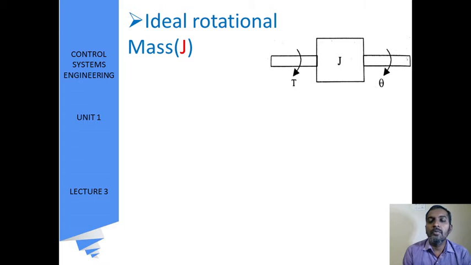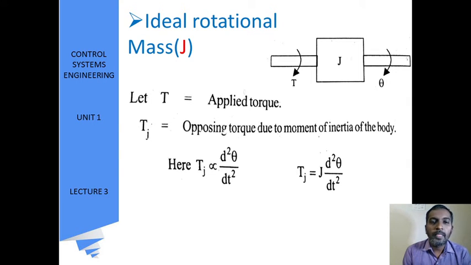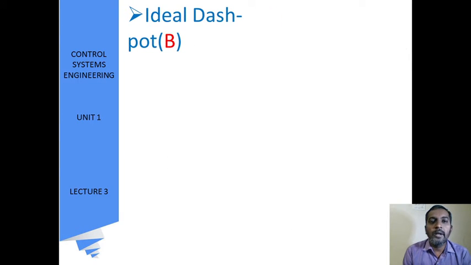Let us assume that we are giving an input T, which is the applied torque, and Tj is the opposing torque due to the inertia of the body. Therefore, Tj is directly proportional to d square theta by dt square, which can be written as Tj equals J into d square theta by dt square. Therefore, by Newton's second law, T equals Tj equals J into d square theta by dt square.